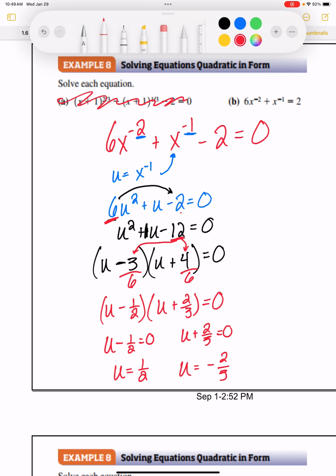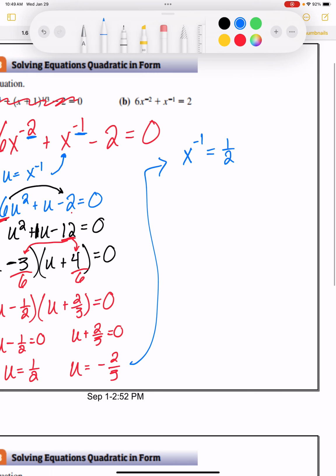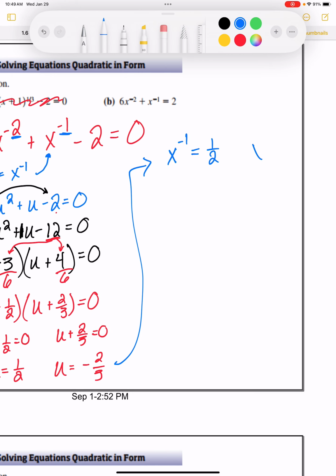So now I have u, but I wanted x. All right, so what do I do? Well, coming back up here, I know that u is equal to x to the negative 1 power. So if u is equal to 1/2 and u is equal to x to the negative 1, then x to the negative 1 is equal to 1/2. And then if u is equal to negative 2/3 and u is also equal to x to the negative 1, then x to the negative 1 is equal to negative 2/3.